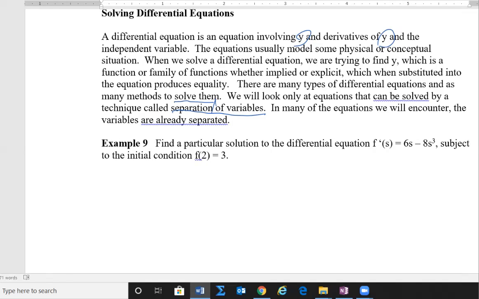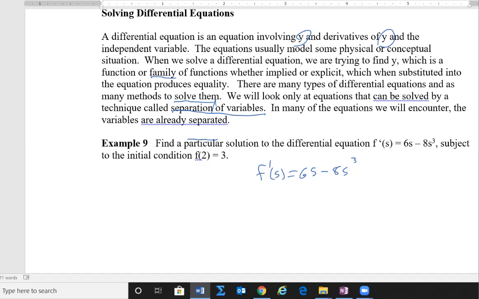Okay, so it says find a particular solution as opposed to a family of solutions. See, there are families and then there are particular solutions. So here's our differential equation: f prime of s, assuming f is a function of s, and it's subject to this initial condition. What we see here is f prime of s equals 6s minus 8s cubed.